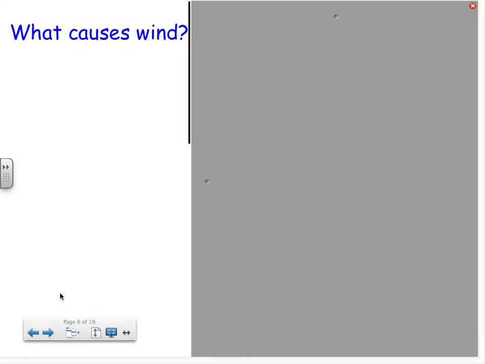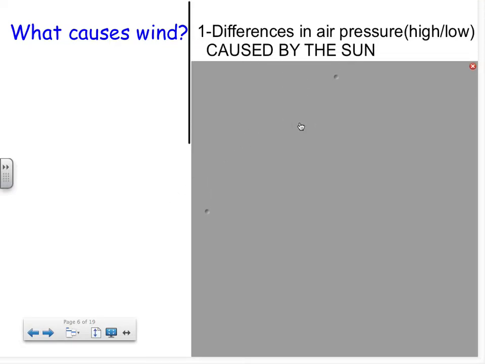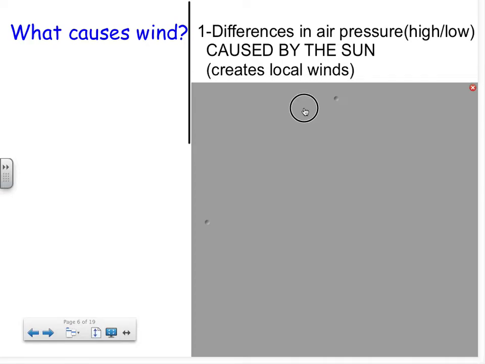Now, we got to get down to the details of what causes wind, okay? There are two things. One is the difference in air pressure, which we've already discussed. It's the high going to low. And what causes this is the sun. And we're going to talk more about that in a second. These cause local winds, winds that are just in the area, okay?